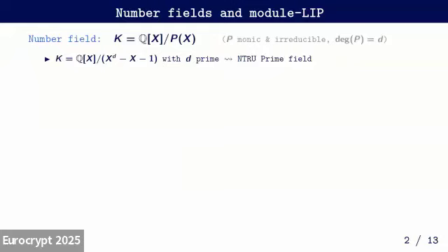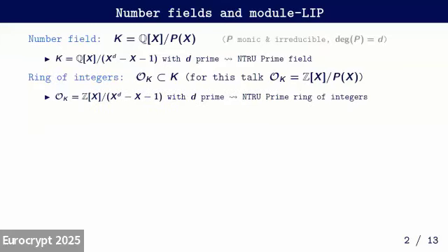Let's first give some background on what these number fields are. For a number field, we can just consider rational polynomials quotiented out by some monic irreducible polynomial of degree d. One nice example that we consider in this talk is the NTRU prime field, where we quotient out by x to the d minus x minus 1. This will be an example of a number field that's not totally real and also not a CM field. The ring of integers, denoted Z_K in the previous talk, we denote here by O_K. You can just assume that's essentially integer polynomials in this thing.